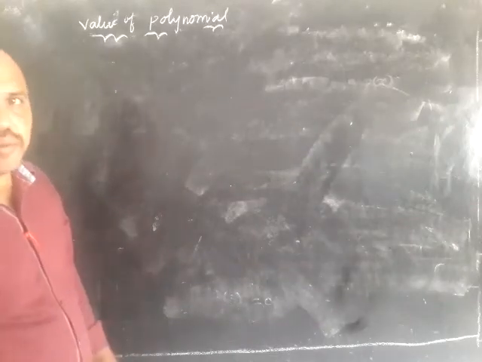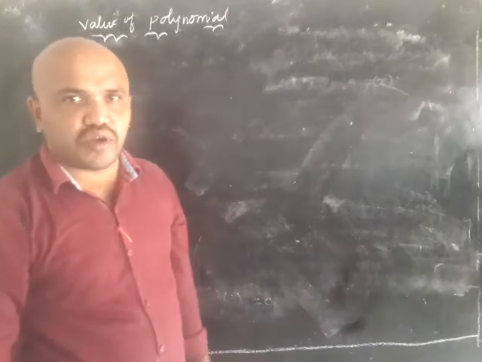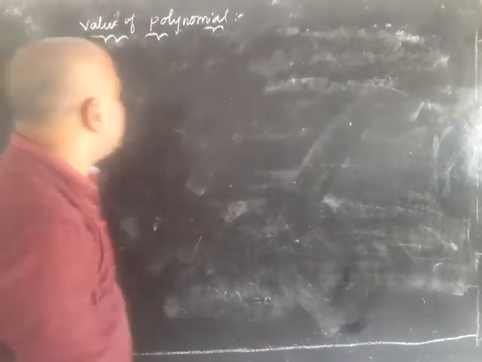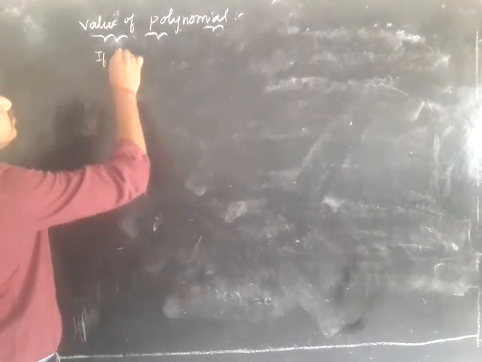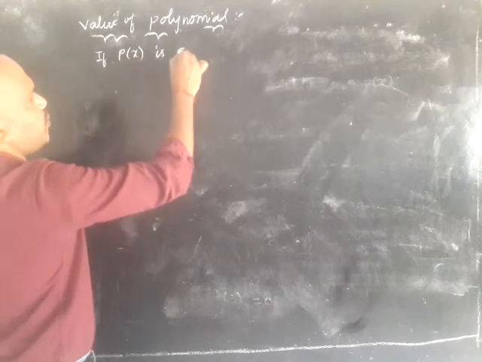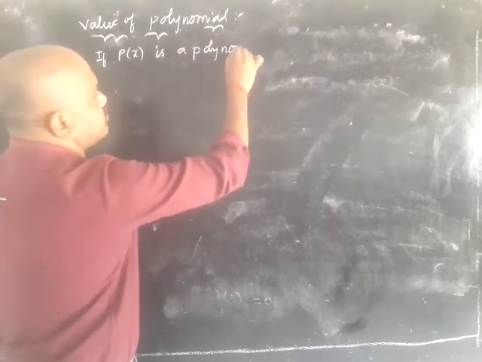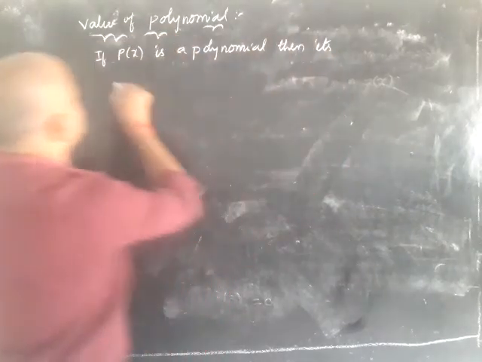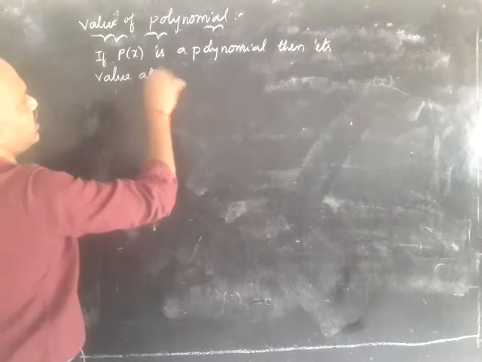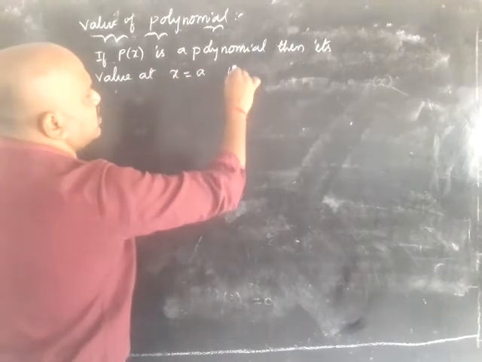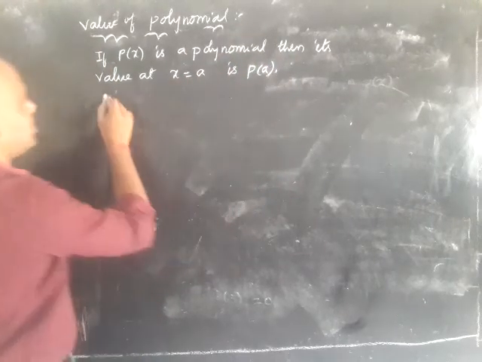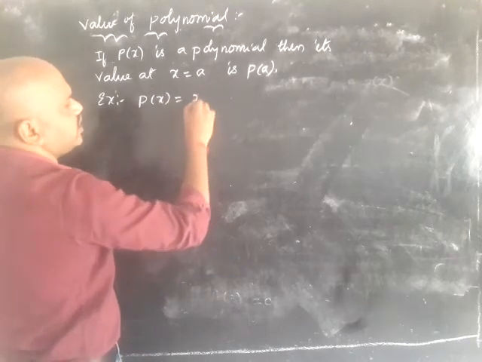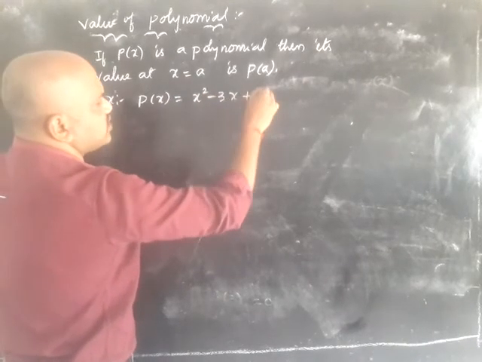So in the last class we discussed the types of polynomials and the definition of a polynomial. Now we are going to discuss the value of a polynomial. Value of a polynomial: if p of x is a polynomial, then its value at x equal to a is p of a. See the example here. P of x is equal to x square minus 3x plus 4.